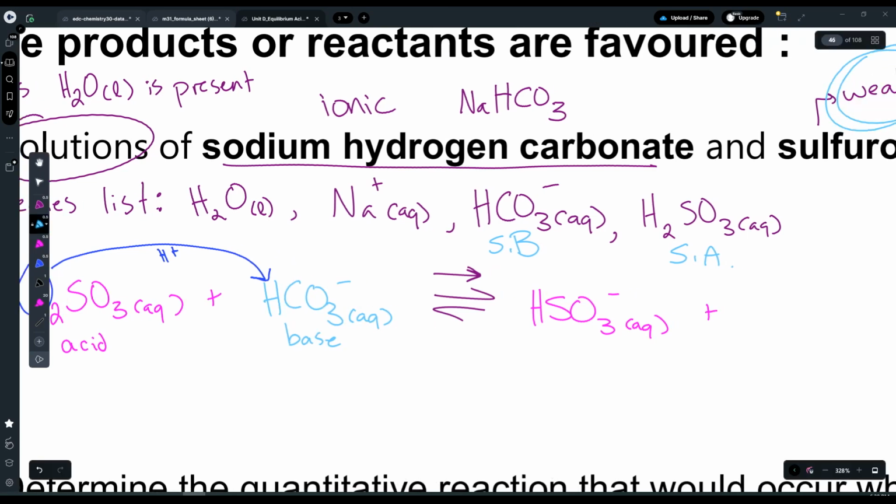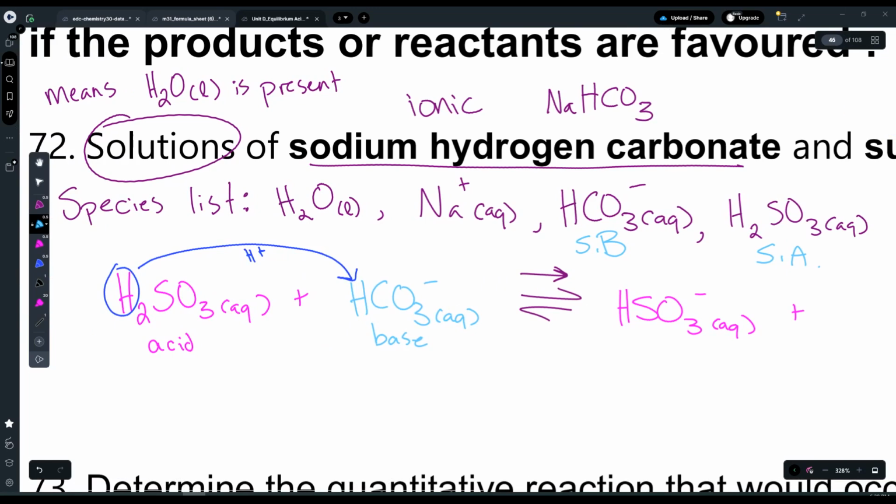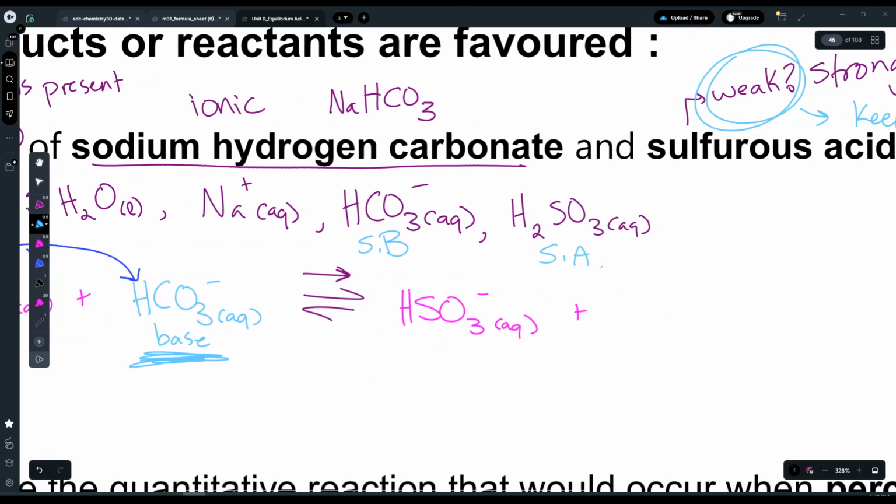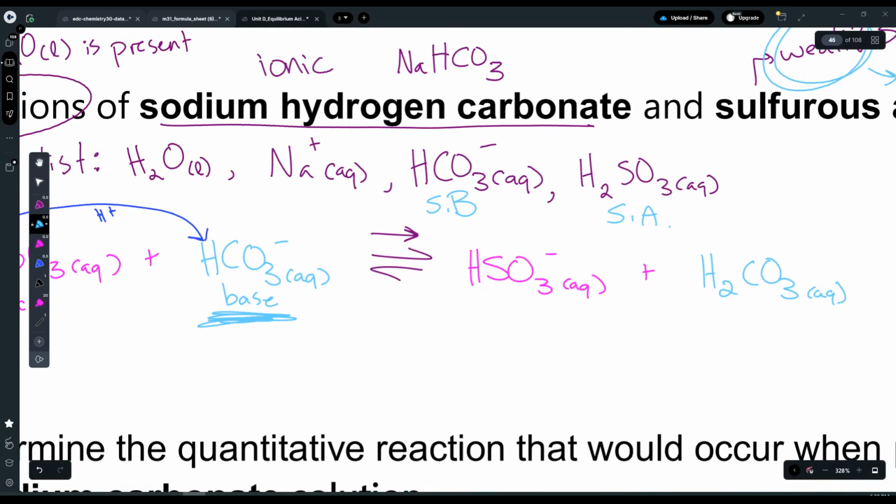All right, now for my other product here, we need to imagine this hydrogen carbonate ion with 1 more proton on it. So that would be H2CO3 aqueous, and it would be neutral because we start off with a -1 charge and we gained a 1 plus charge. So that's why it's neutral.